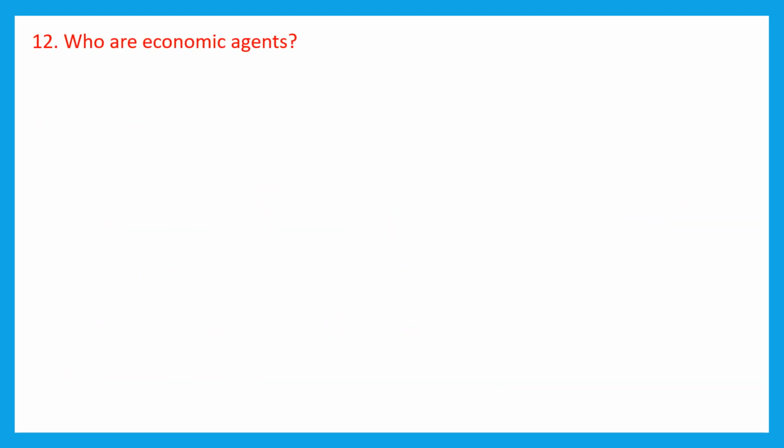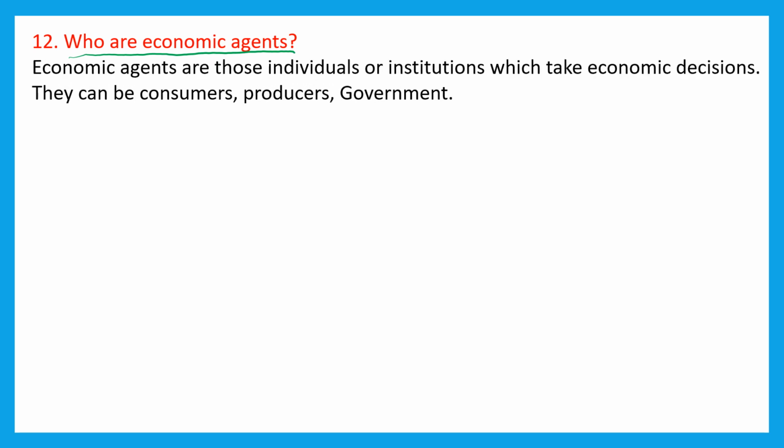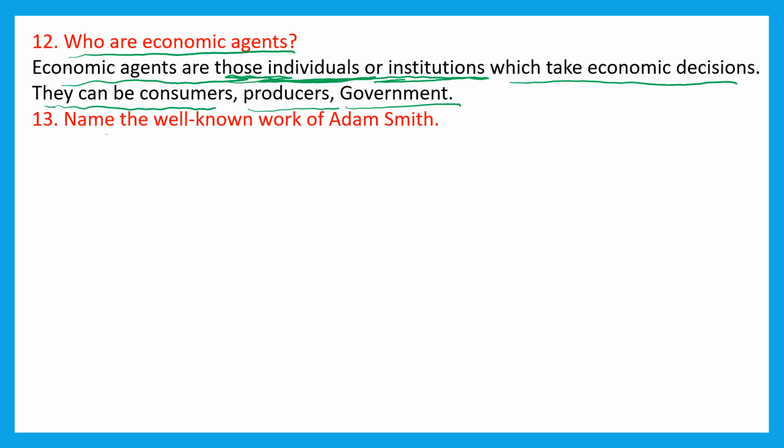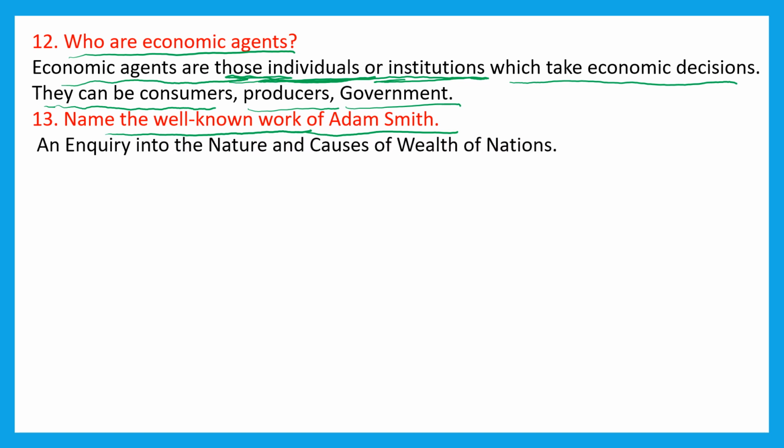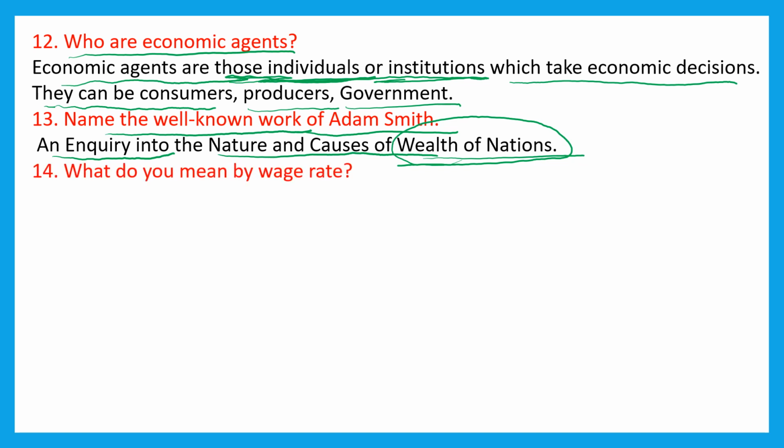Who are economic agents? Economic agents are those individuals or institutions which take economic decisions. They can be consumers, producers, or government. Name the well-known work of Adam Smith. An Inquiry into the Nature and Causes of the Wealth of Nations, popularly known as Wealth of Nations.